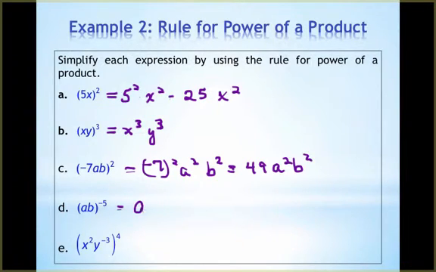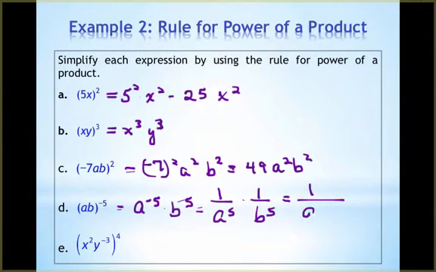ab to the negative 5th would be a to the negative 5 times b to the negative 5, but that's 1 over a to the 5th times 1 over b to the 5th, which would be 1 over a to the 5th, b to the 5th.